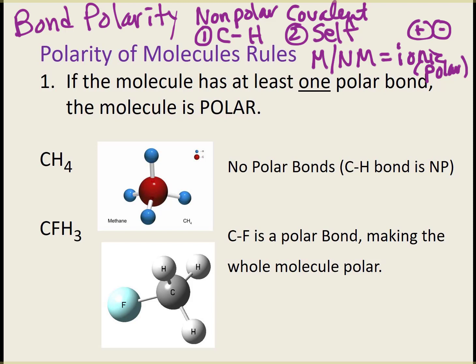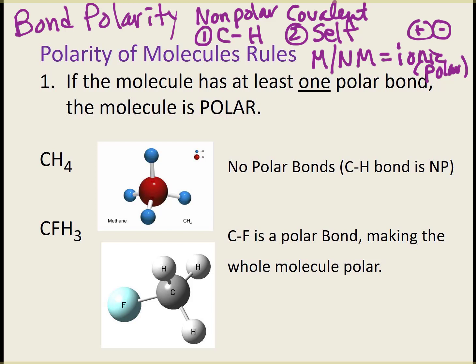It's just extreme polarity where you have a transfer of electrons. With covalent, remember you're sharing electrons, and so it will be nonpolar, or sharing equally, if you have a carbon-hydrogen bond or if it's bonded to itself, like two carbon bonds or two hydrogens bonded together. Anything else would be polar.